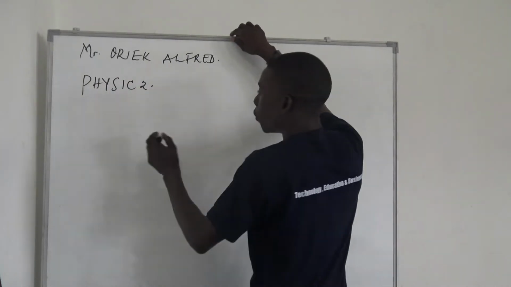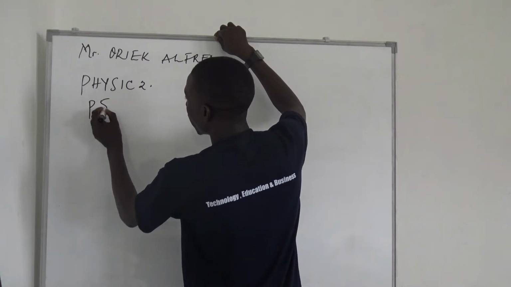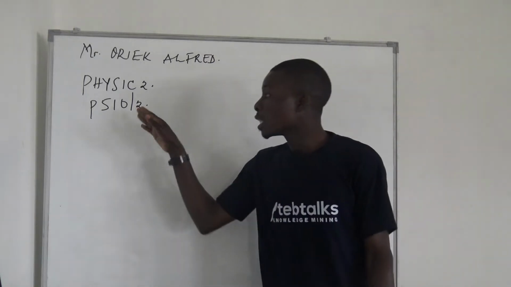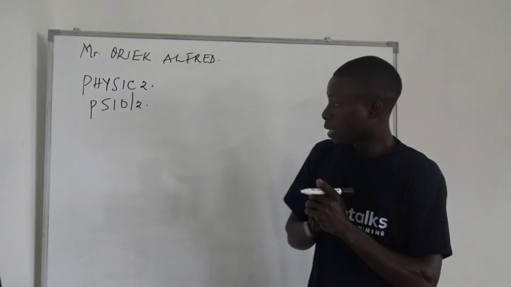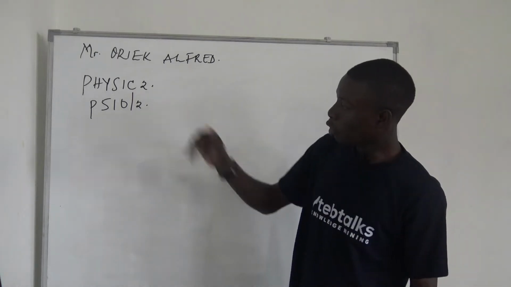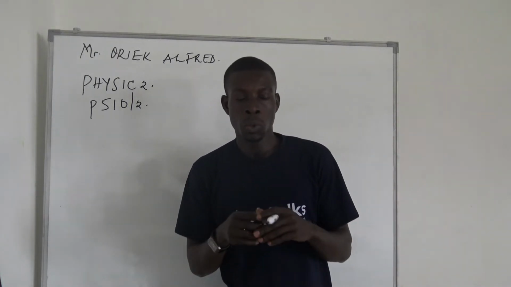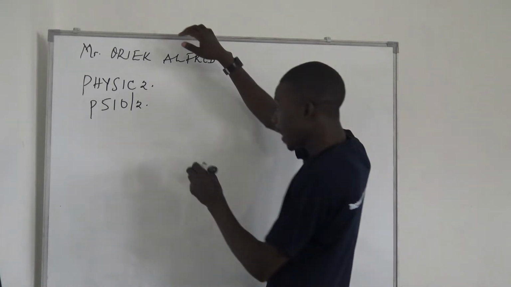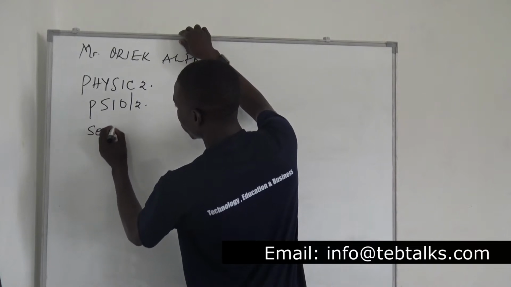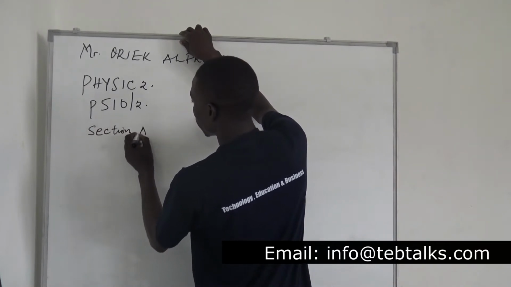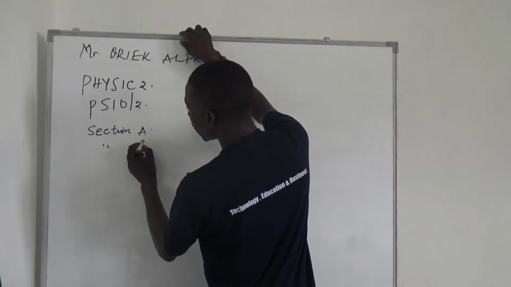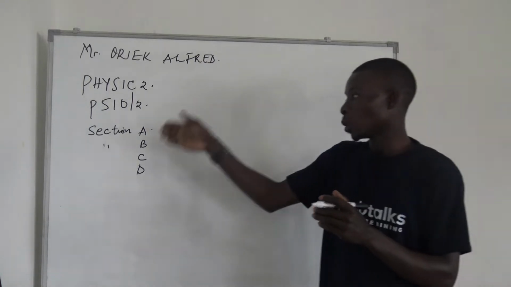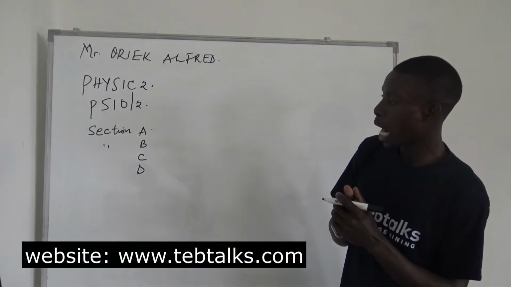with the paper code of P510-2. That is the code for physics paper 2. Physics paper 2 has basically 4 sections. That is section A, section B, section C, section D. Those are the sections in physics paper 2.